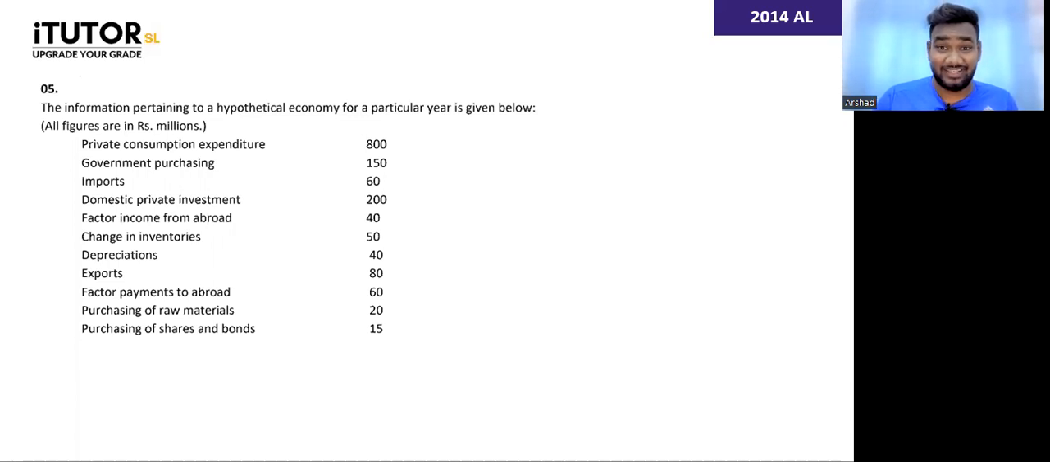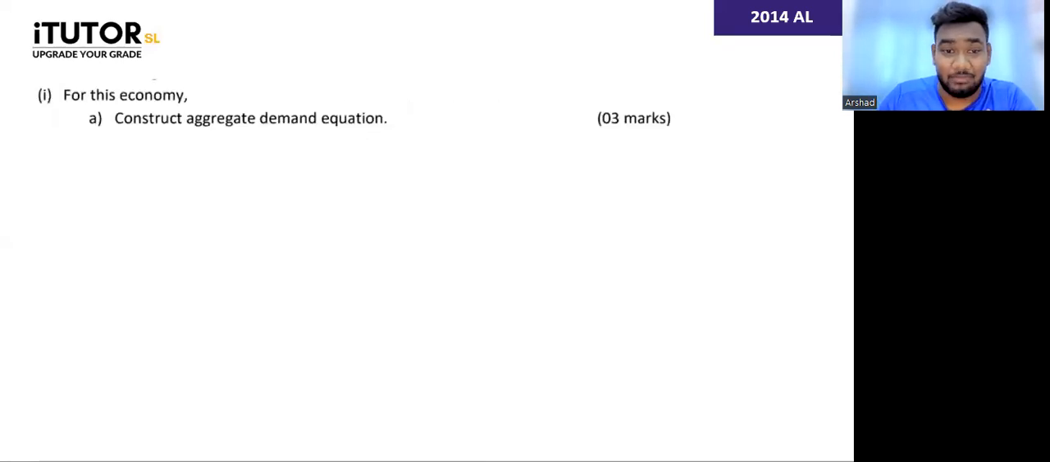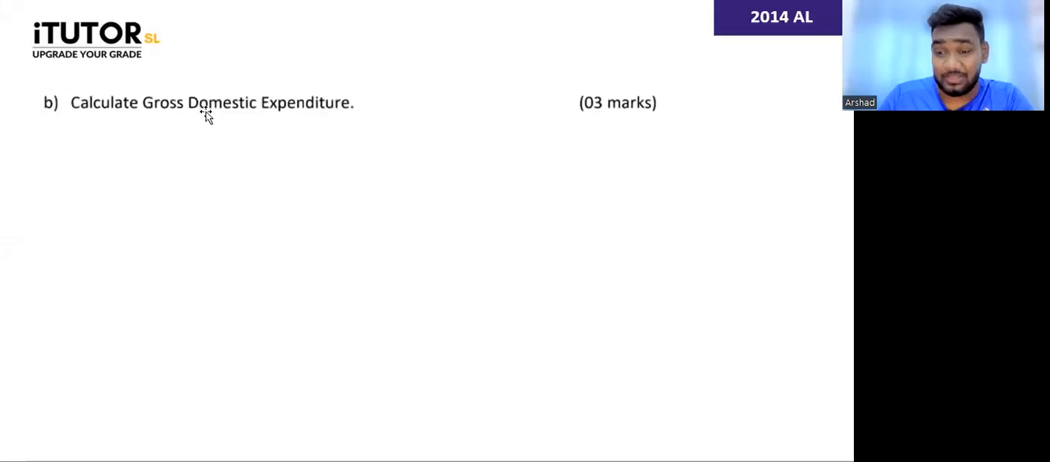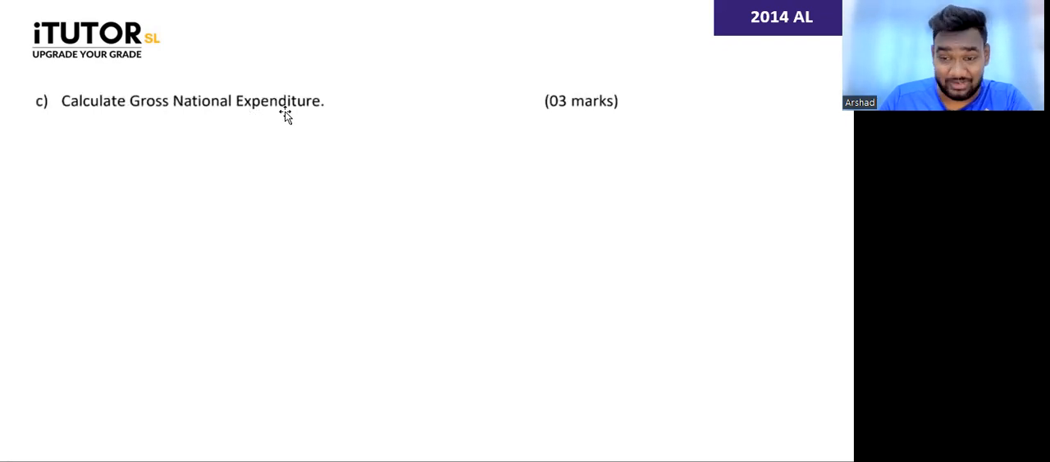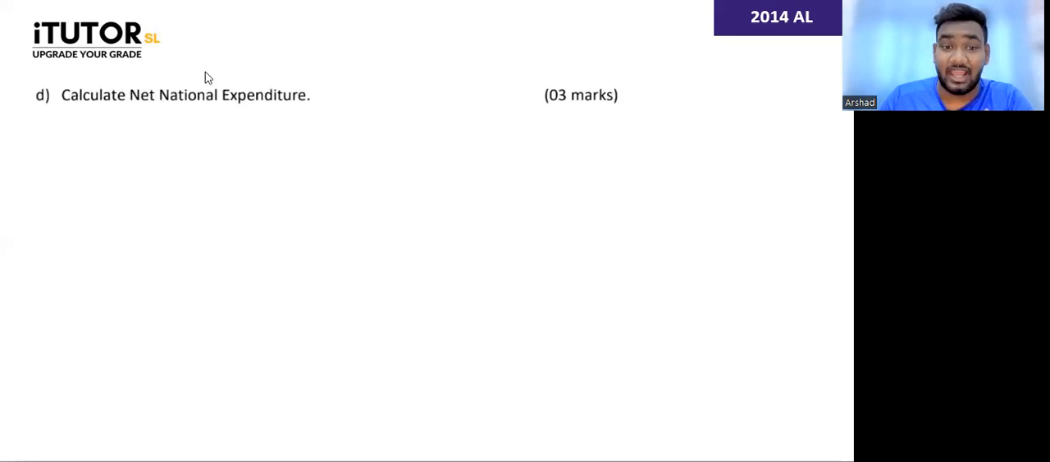Okay, so we'll start with the 2014 paper. 2014 question number 1. The following information pertaining to a hypothetical economy for a particular year is given below: private consumption, government purchases, imports, domestic private investment, factor income from abroad, changes in inventory, depreciation, exports, factor payments to abroad, purchasing of raw material, purchases of shares and bonds. The requirements are: number 1, construct the aggregate demand equation. Number 2, calculate gross domestic expenditure, GDE. Number 3, calculate gross national expenditure, GNE. And number 4, calculate net national expenditure.